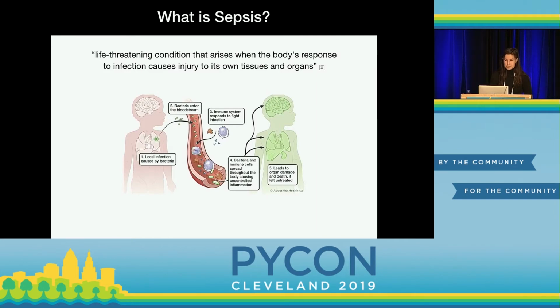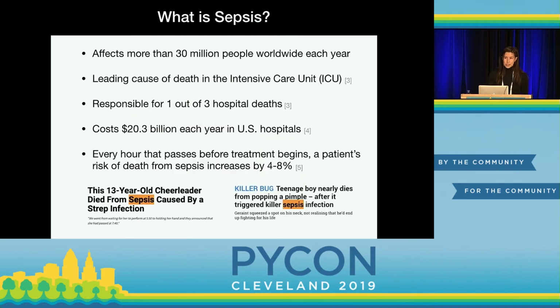So what is sepsis? Sepsis is a life-threatening condition caused by the body's response to an infection. It's typically caused by an inflammatory immune response and can be triggered by pneumonia, the flu, or even an infected pimple. Sepsis is a leading cause of death in the intensive care unit, and it's responsible for 1 in 3 hospital deaths. It's very expensive. It costs around $20.3 billion each year, and it's also very time sensitive. So each hour without treatment increases a patient's risk of death by 4 to 8%. So clearly, detecting sepsis early on can save lives.